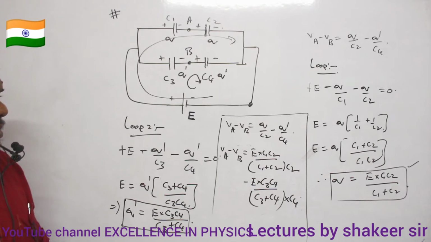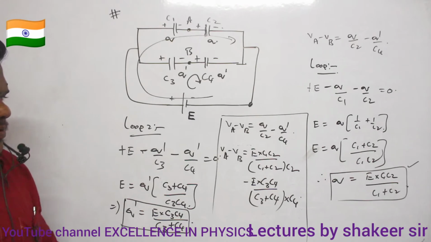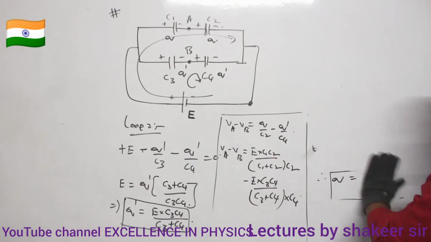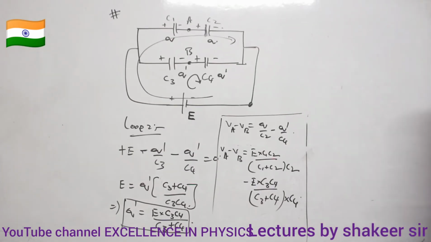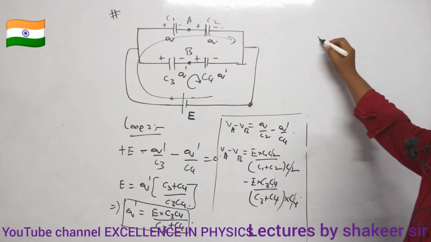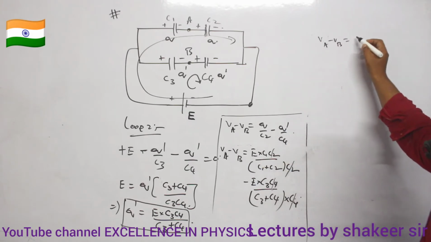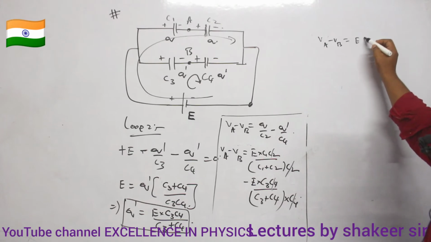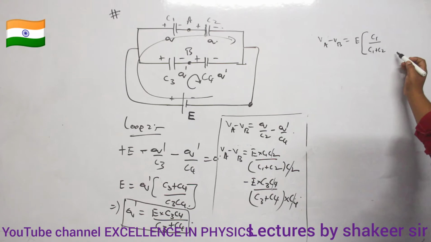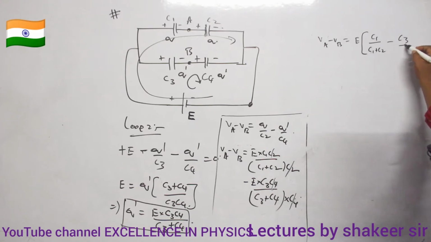Okay. Now just simplify this one and see what is the answer you will get. So how can I simplify this one? If I further simplify this one, C2, C2, C4, C4 get cancelled. So VA minus VB value is how much? If I take E common, then I will get C1 divided by C1 plus C2, minus C3 divided by C3 plus C4. Clear? So these are the values which I got.